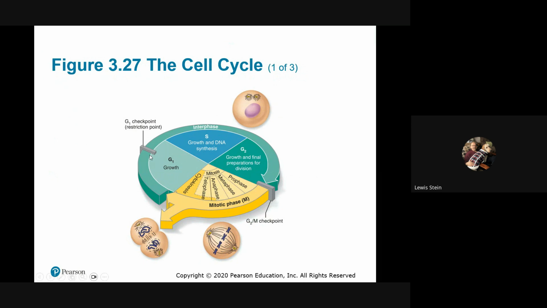So here are the phases. These are the very famous checkpoints. The first one, known as the restriction point, near the end of G1, is surely the most important. That really identifies early on if the cell is either capable or needs to replicate, or if there's some inherent fault in that cell that it should not replicate.